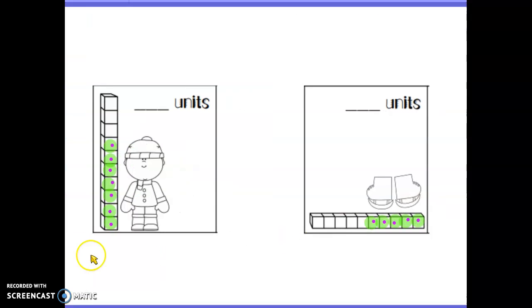Alright, let's see what we have here. We have a picture of a boy here. So how many units is this? So we count 1, 2, 3, 4, 5, 6, 7. This boy is about 7 units long. What about these skates? Let's see how long these are. 1, 2, 3, 4, 5. These skates are 5 units long.